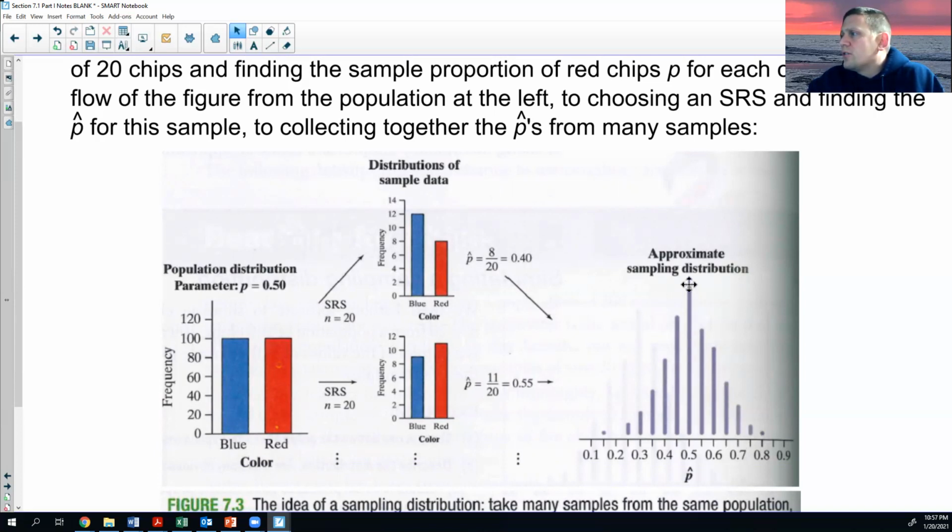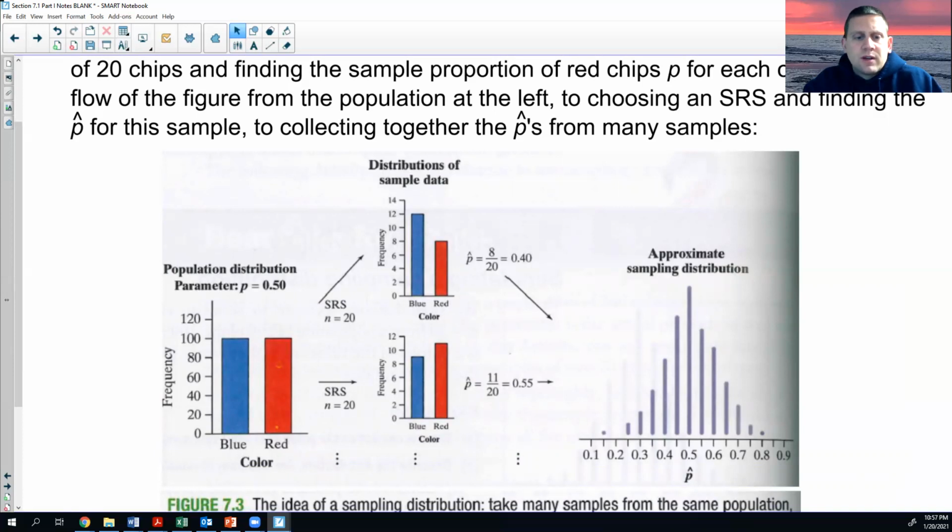Notice the center is right around what it should be. It should be around 0.5, because that's what it's supposed to be. But notice we can get things that vary off of that. We got one that's here and a straggler that's here, and that can happen. So that's just one thing to be aware of.